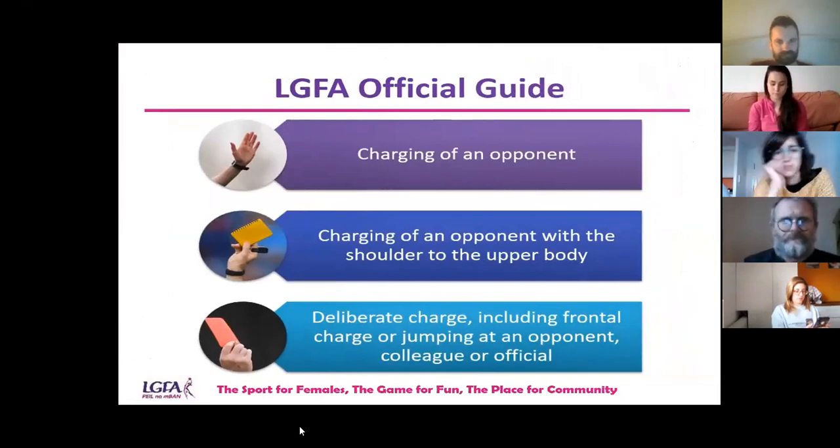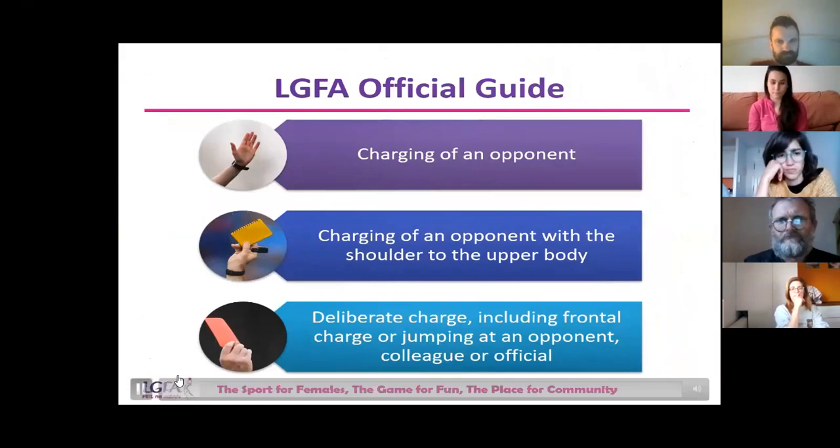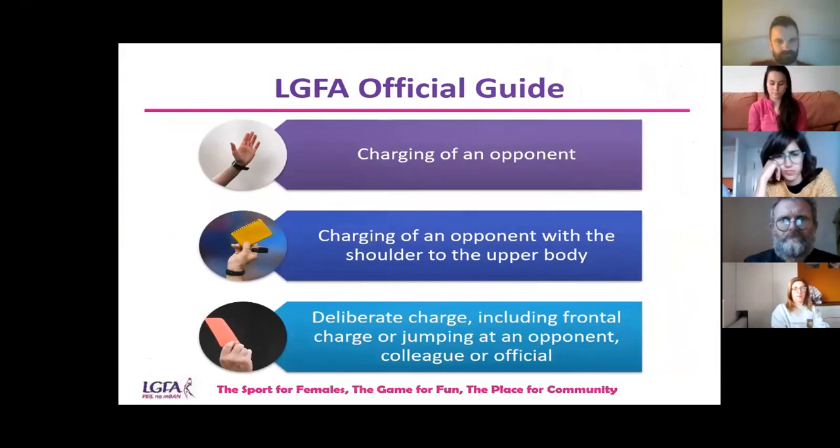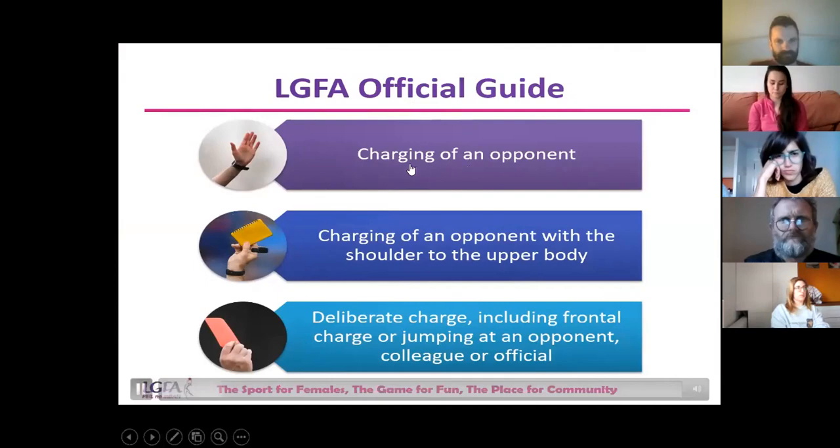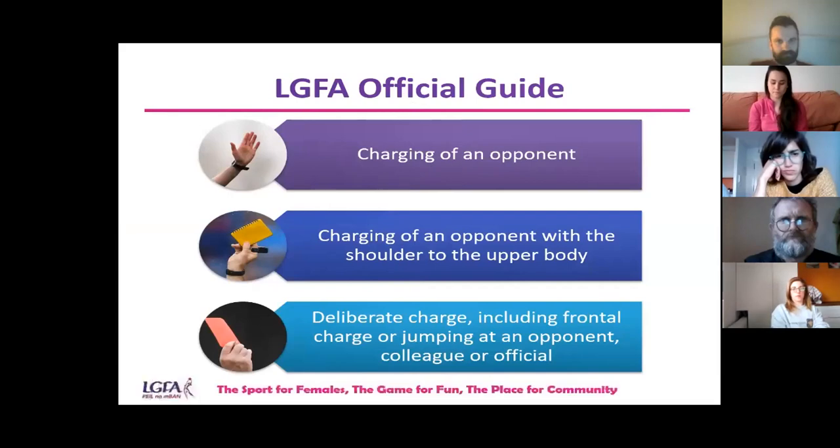In the official guide, charging is mentioned in three areas. Under non-technical fouls, you will see charging of an opponent. This is where a player will get a free awarded against them and will be ticked or noted by the referee.